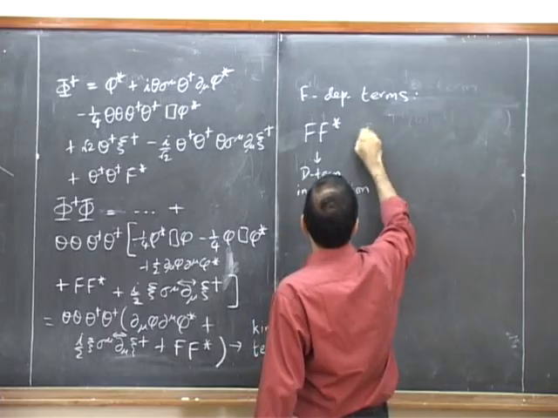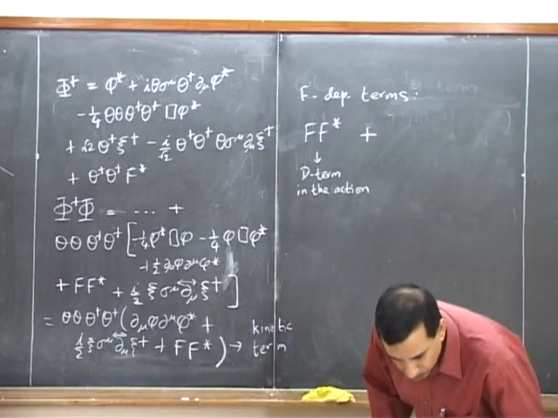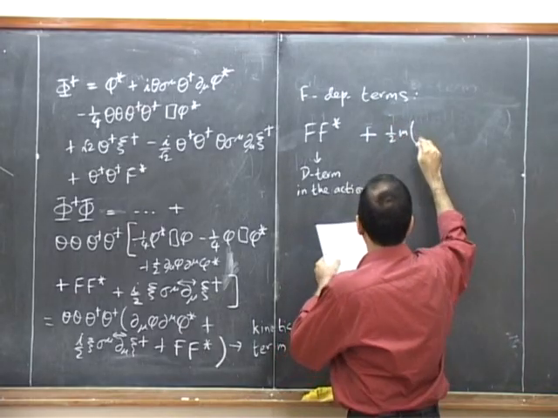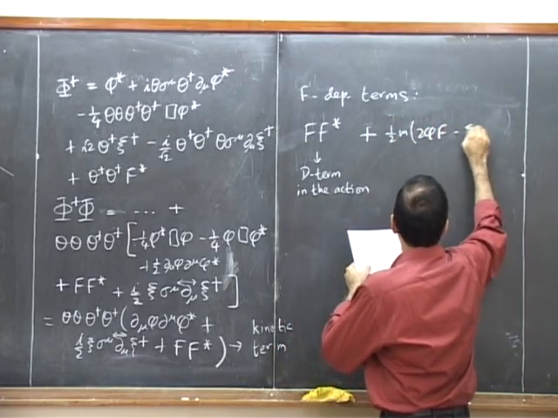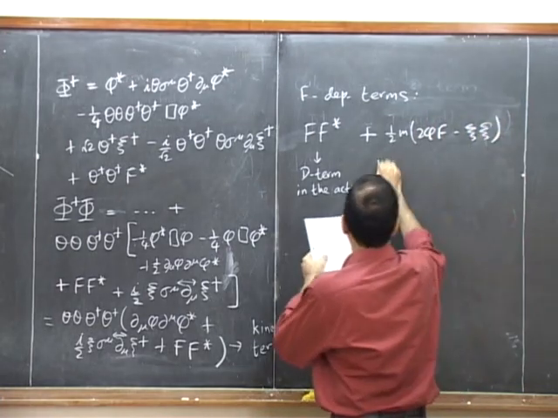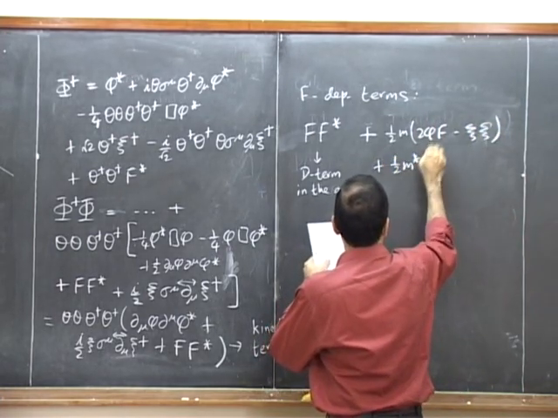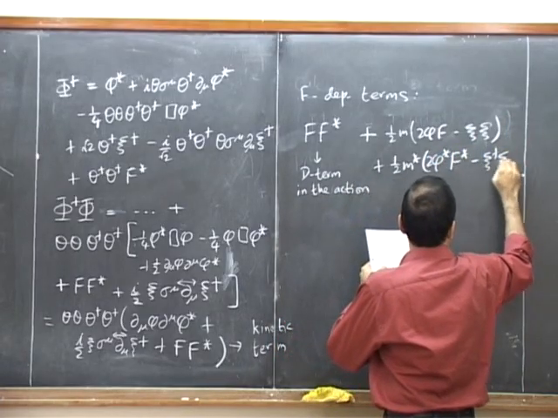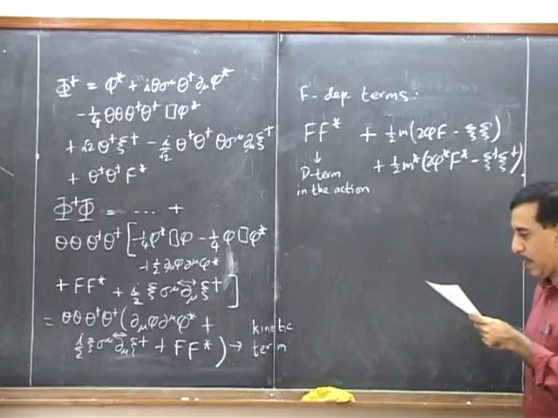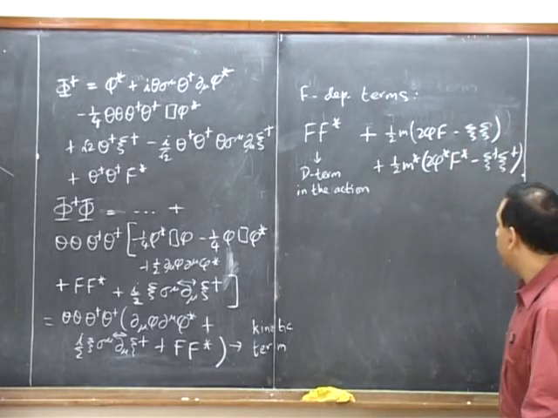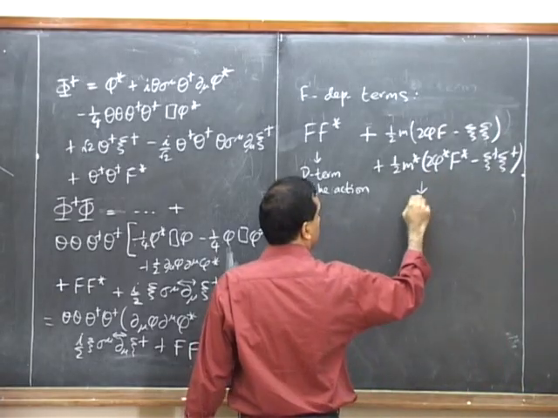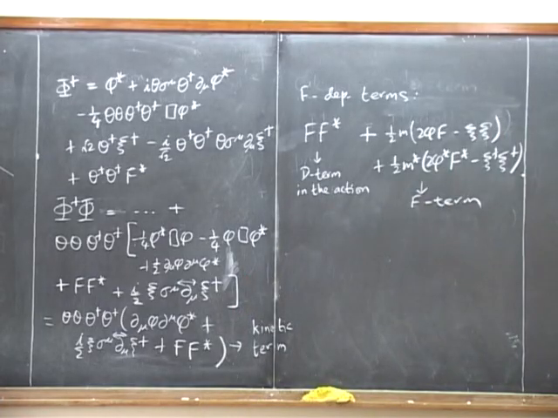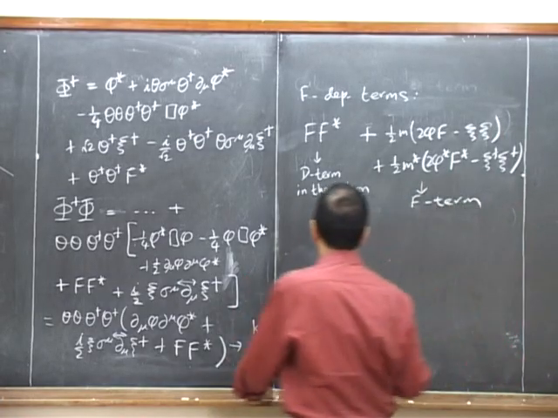And now we need to add to it what comes from the f term in the action, which is, as I wrote earlier, half m 2 phi f minus psi plus half m star 2 phi star f star minus psi dagger. And now the last step, this comes from the d term, from here. And the last step is to integrate out f.